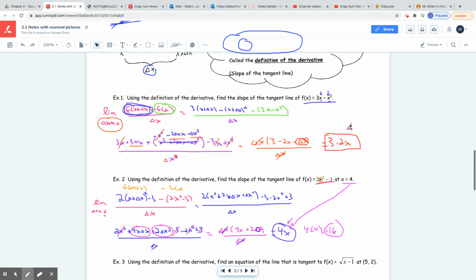Same thing for this one. This is just telling us at any point x. I could have said, what is it at x equals 3? You plug in 3 and it'll give you the exact answer. So the derivative gives us the slope of the tangent line. If I want a specific x value, you just plug it in. That's it.